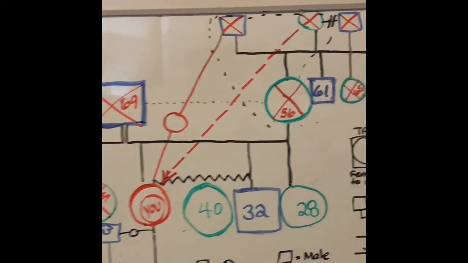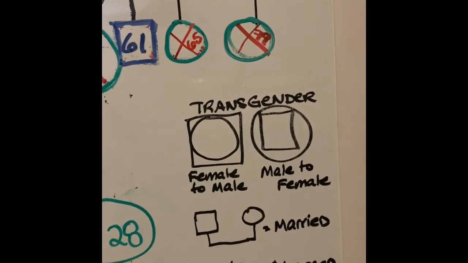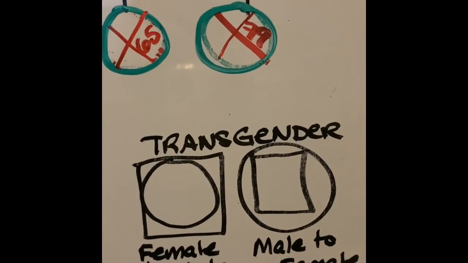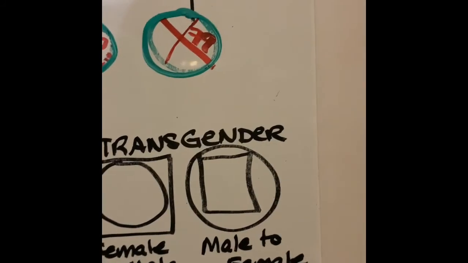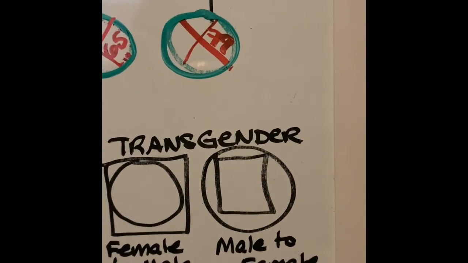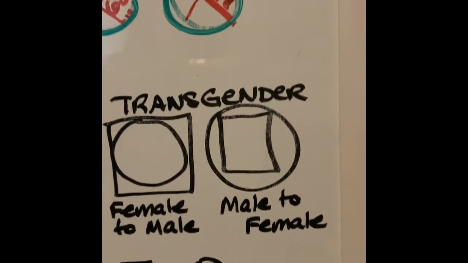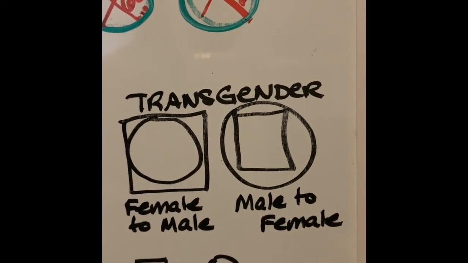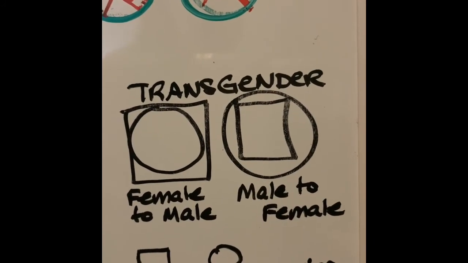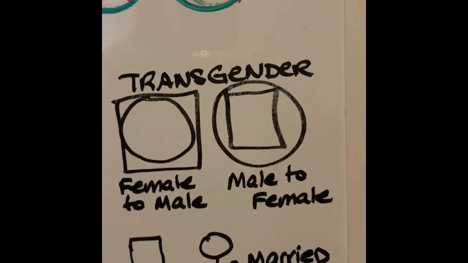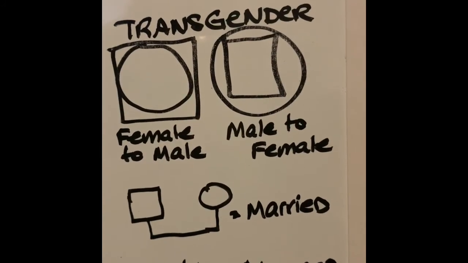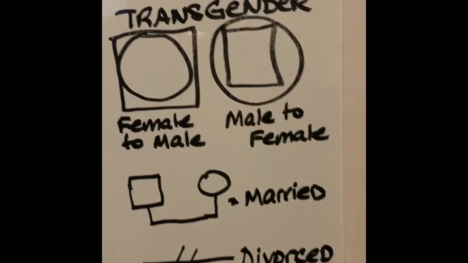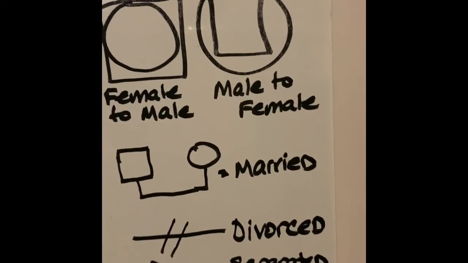You can use one color or you can use multiple colors, and each symbol represents something. So the square with the circle is female to male, and the circle with the square is male to female transgender. And that's important to note. And if you see a square and a circle, it symbolizes a married couple. The male is always on the left and the female is usually on the right.